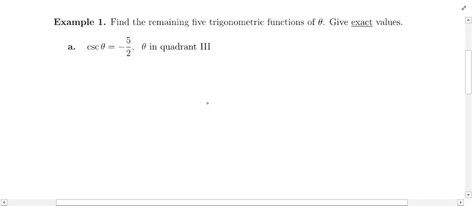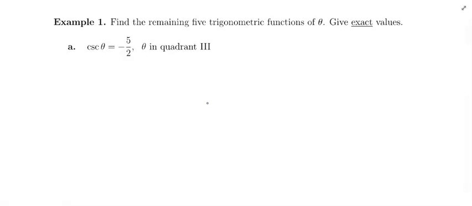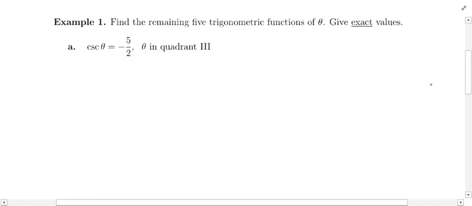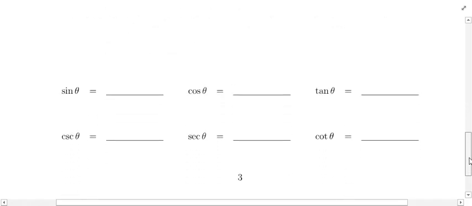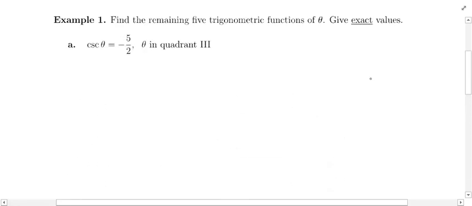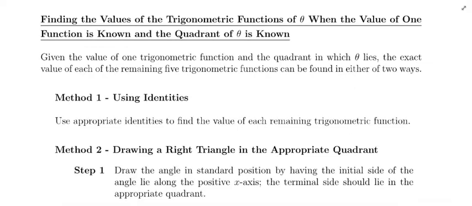Okay, so you can see what's going on here. You're given the value of one of the 6 trigonometric functions, and you're told the quadrant in which the angle resides, and based off of that information, you have to come up with the remaining trigonometric functions of theta. Okay, so that's the kind of problem I'm talking about. Let's review how to do this.